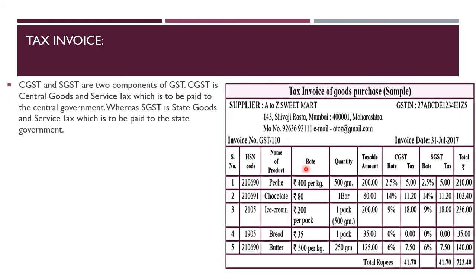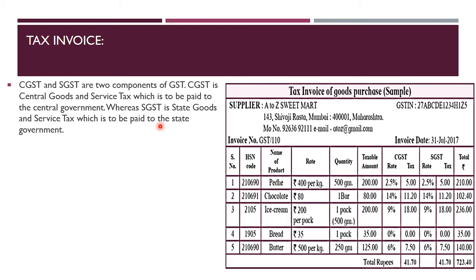First thing is, as I said, there are two components of GST. Okay, one is CGST and one is SGST. CGST means central GST and SGST means state GST. Okay, central GST is the part of the tax which goes to the central government, and state GST or SGST is the part of the tax that goes to the state government. So CGST is the central goods and service tax which is to be paid to the central government, whereas state GST is the state goods and service tax which is to be paid to the state government.